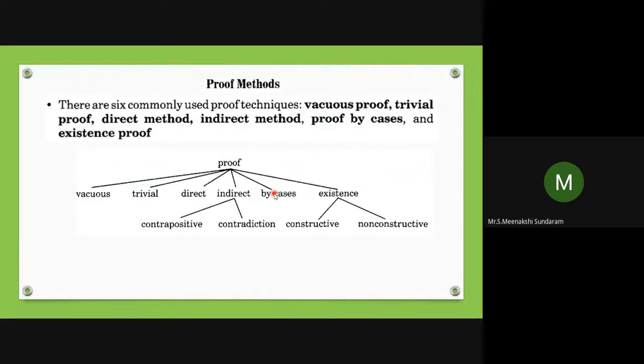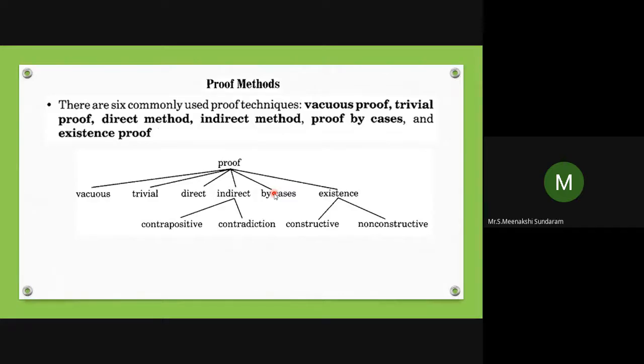Trivial is the opposite. The conclusion is true. We don't bother about the input. If the conclusion is true, we don't bother about the input. For vacuous proof, if the input is false, don't bother about the conclusion. Okay, direct proof we already studied for P tends to Q: take the LHS and conclude the RHS. And indirect, that is a two-way proof: contradiction and contrapositive.